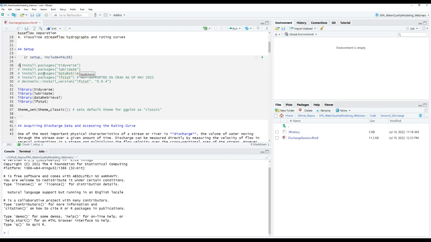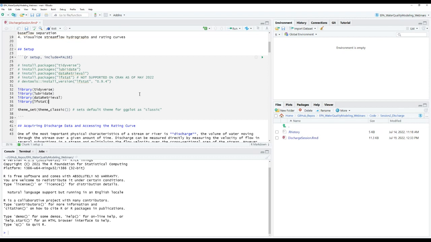If you do not have these packages installed, or if you're not sure if you have them installed, you can run these lines of code to install the packages tidyverse, lubridate, dataRetrieval, and lfstat. One thing to mention with lfstat today, and thanks to Marty Kelly from Texas for helping me troubleshoot this today and yesterday. The lfstat package, if you don't have it installed on your machine currently, is not supported on CRAN as of about mid-May 2022.